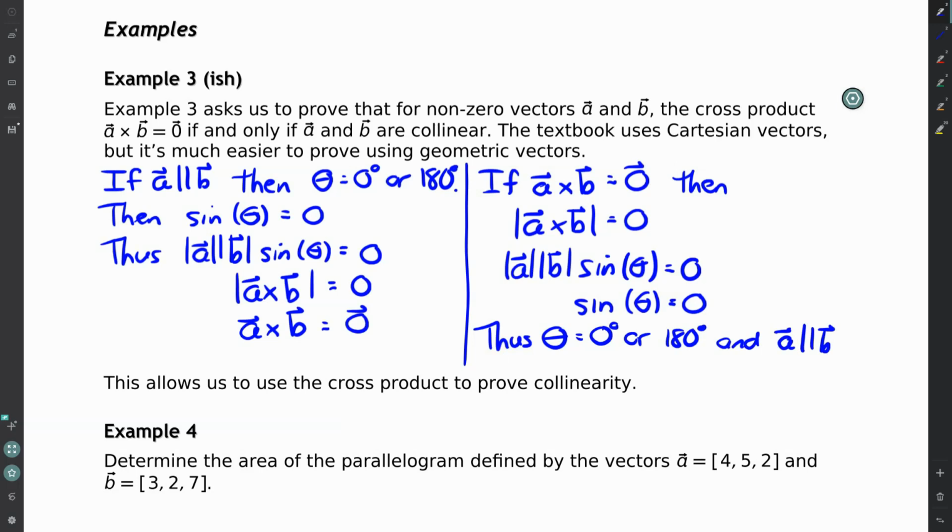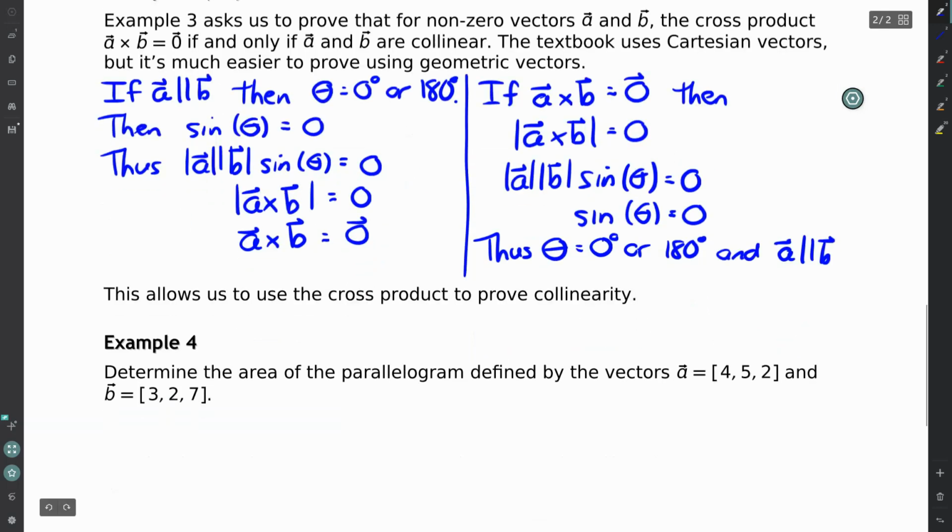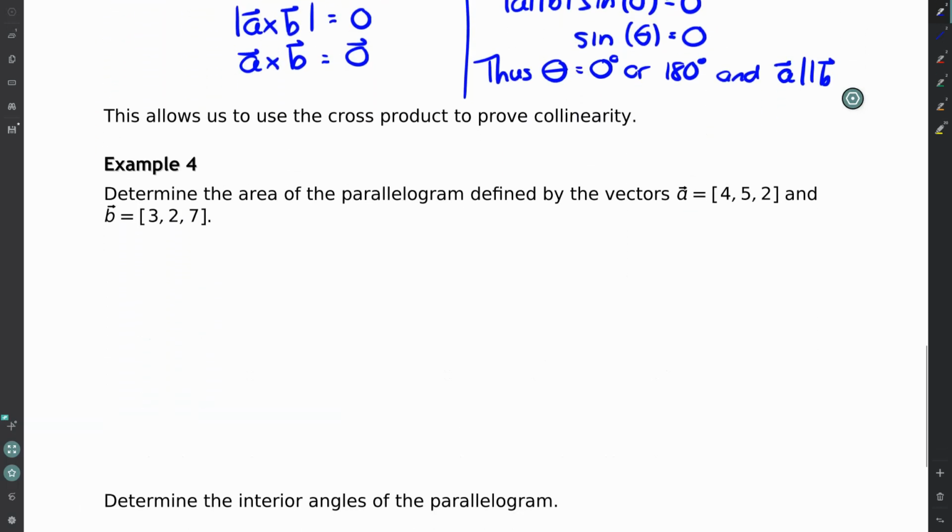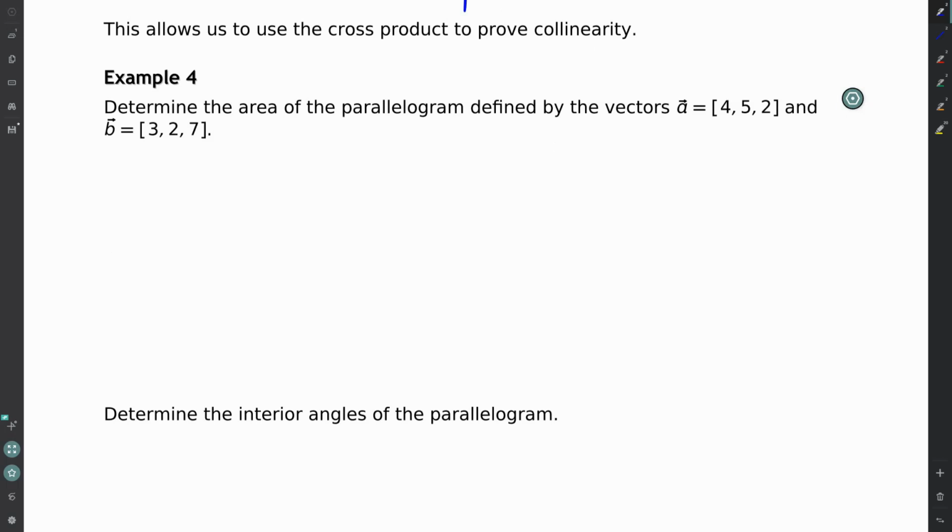The only way to get a cross product of 0 is if you're crossing two collinear vectors. And if the vectors are collinear, then that means the cross product is going to be 0. So we can use that as a way to prove collinearity. Example 4 is more applied.